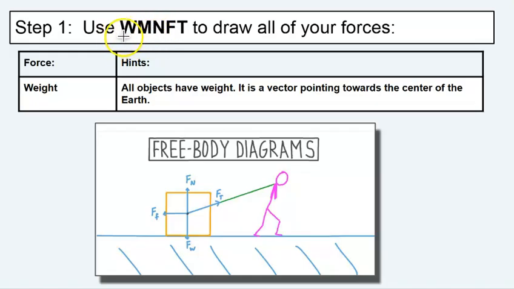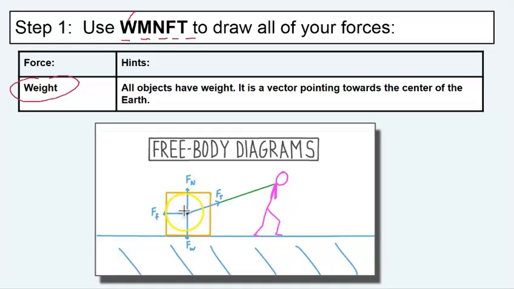Okay, so you're going to use your acronym. We must never forget this to draw all your forces. So force number one is weight. Every single object has weight because all the experiments we're going to be doing are on Earth, and it's a vector pointing towards the center of the Earth.